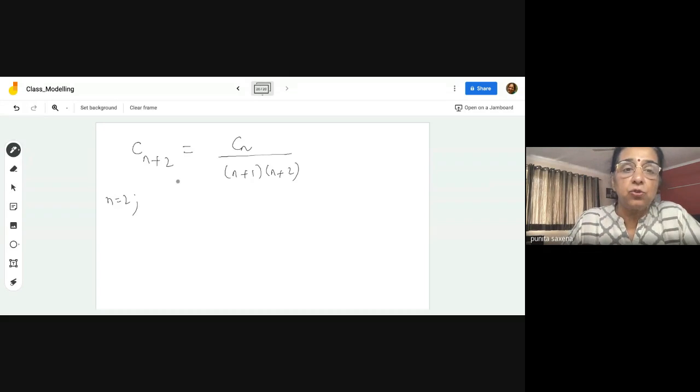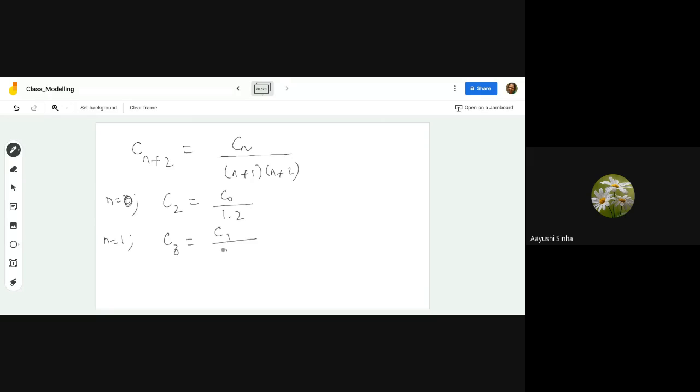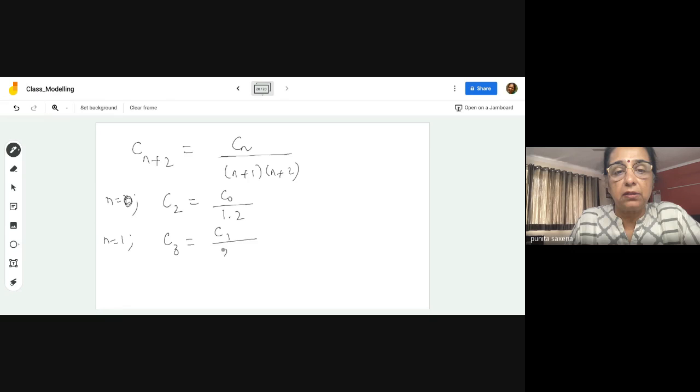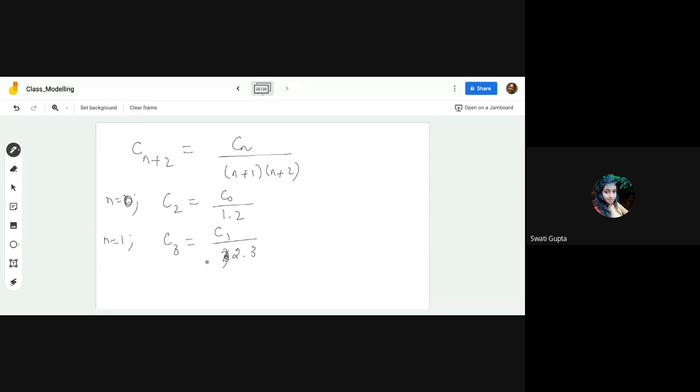So when n is 0, what do you get? C2 equal to C0 upon 1 into 2. This is what you get. What happens when n is 1? You're going to get something for C3. And what will be that? C1 upon, okay, let me write it as 2 into 3. Is that right? Yes, ma'am.